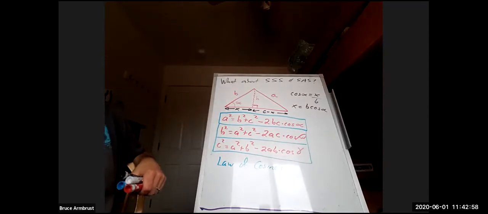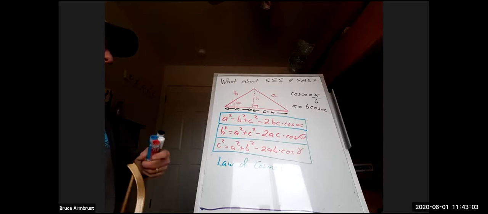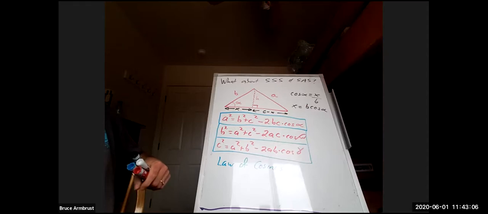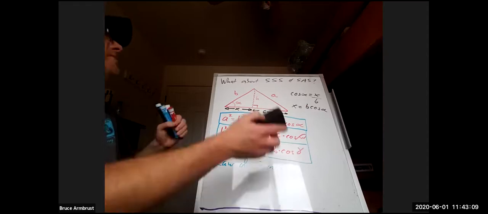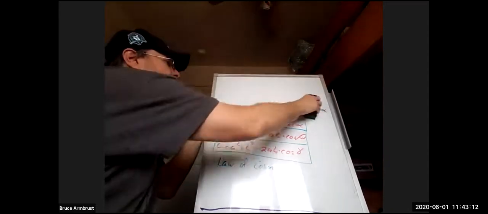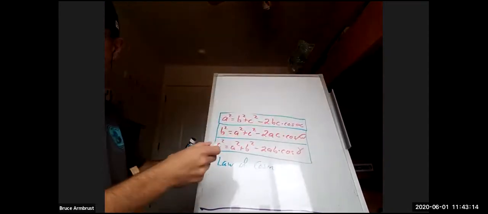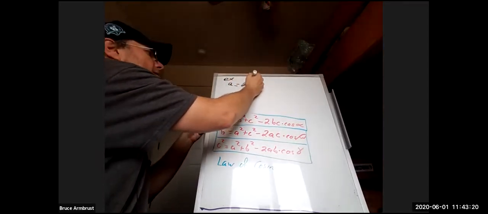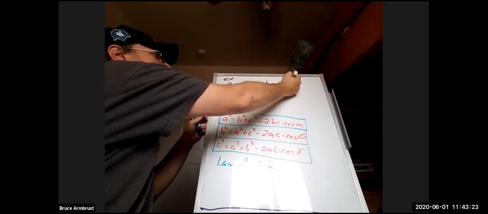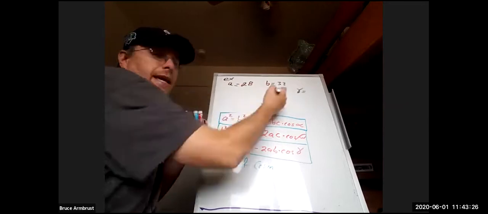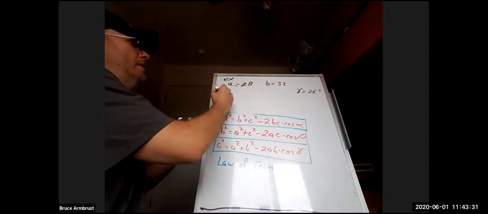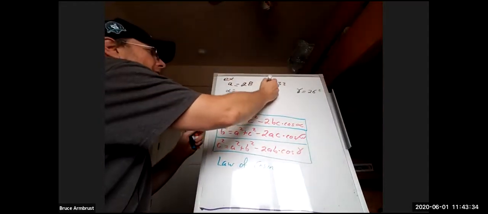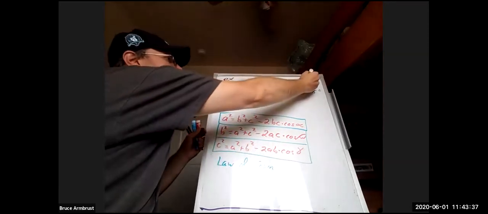All right, so let's do a couple of examples. Let's do a side, side, side. Let's do a side angle side so you can see how they go. And you'll see it's pretty straightforward. All right, so here's an example. Let's say I give you this information. I'm going to tell you that a is 28, b is 33, and gamma is 26 degrees. So that means the other things we need to figure out are alpha and beta, and then also c.